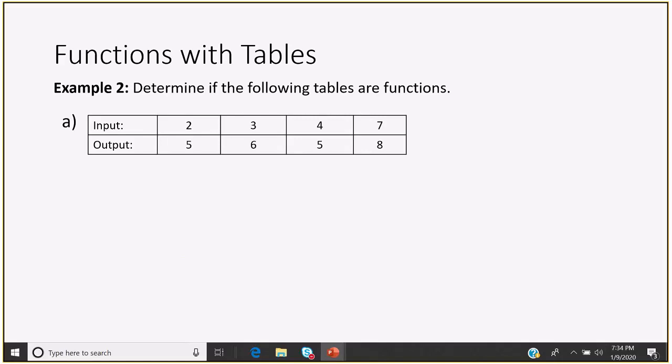So I have no repeated inputs. So I don't have to really be worried about an input being mapped to two separate outputs. So it's a function. That's kind of the nice case. If you see no repeats, don't overthink it. It's a function.